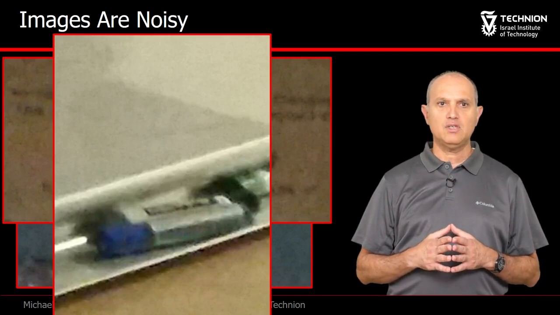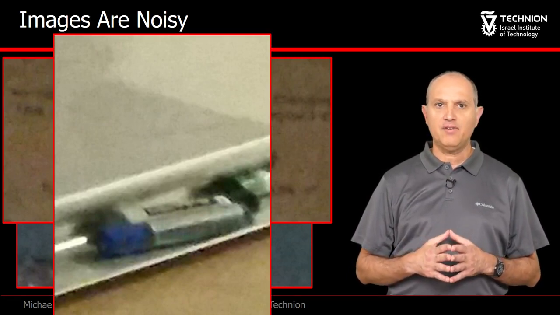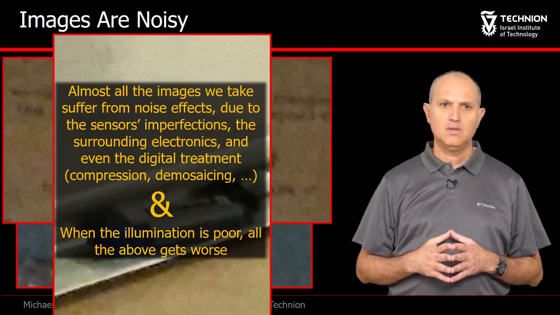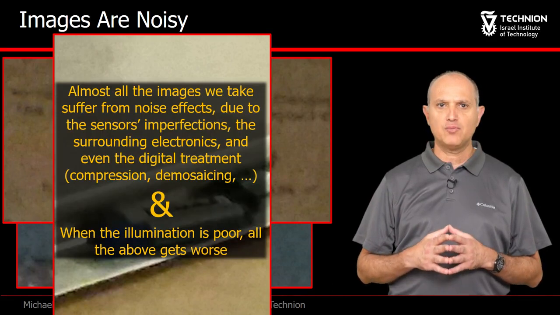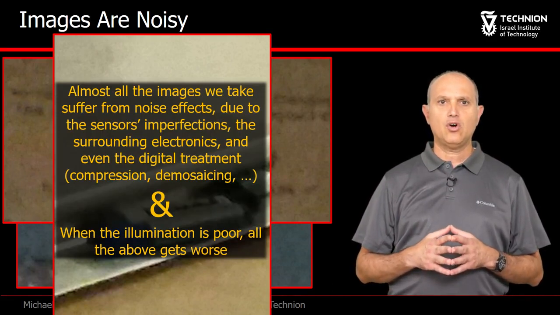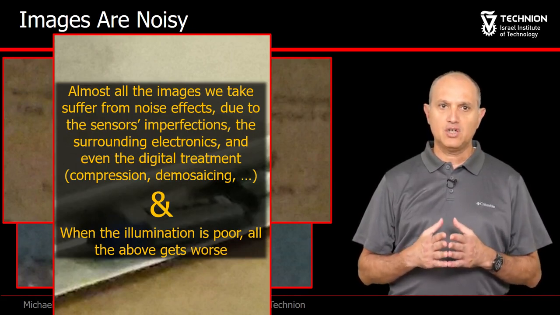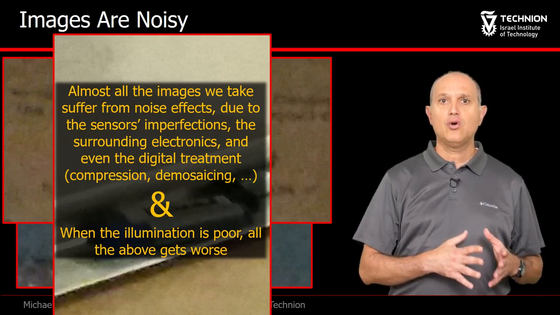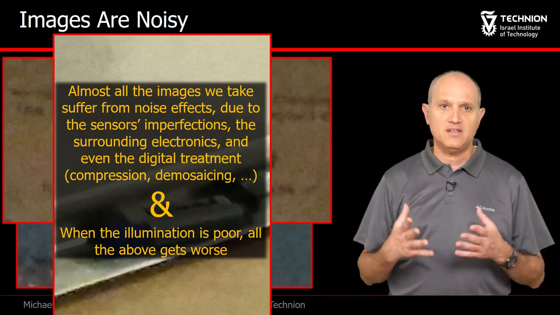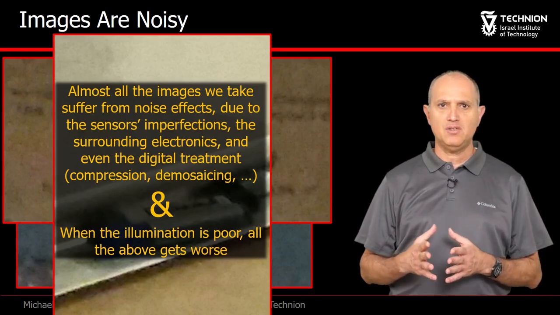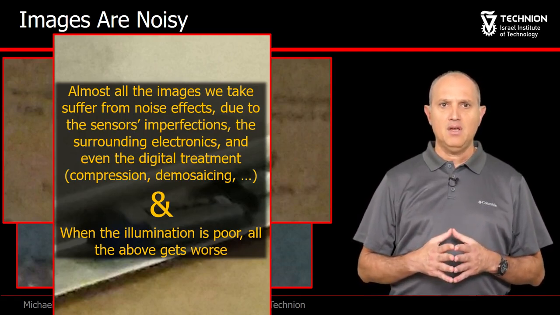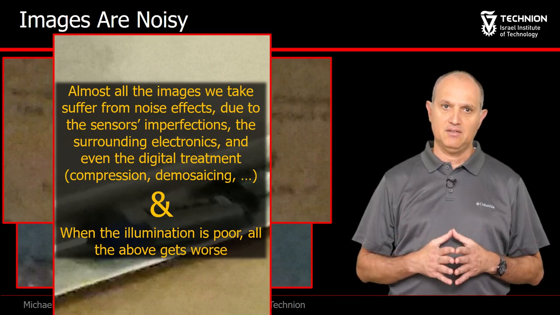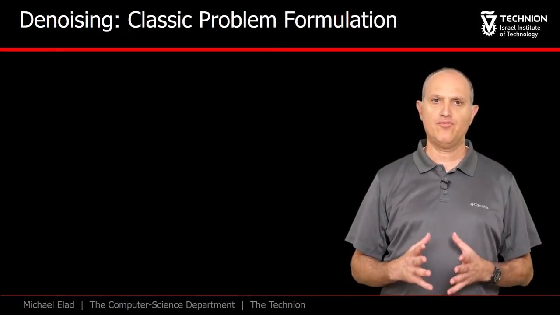Have you noticed how poor is the spatial resolution and how horrible are the artifacts and the spatial noise? Is this unique to my cell phone camera? Not at all. Almost all images we work with suffer from some sort of noise effect. Those are caused by the sensor and the surrounding electronics. And if this is not enough, the compression and the demosaicing of the digital data contribute to this mess by introducing their own artifacts. So removal of noise from images is a true need. By the way, this issue becomes more severe when the illumination is poor, and many of our photos are exactly like that.